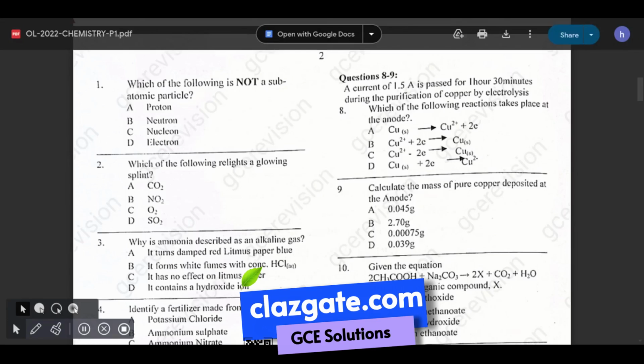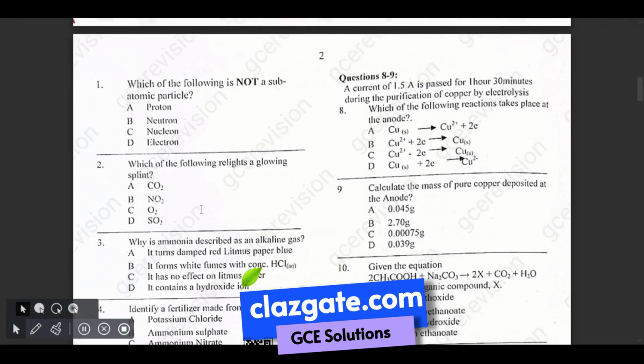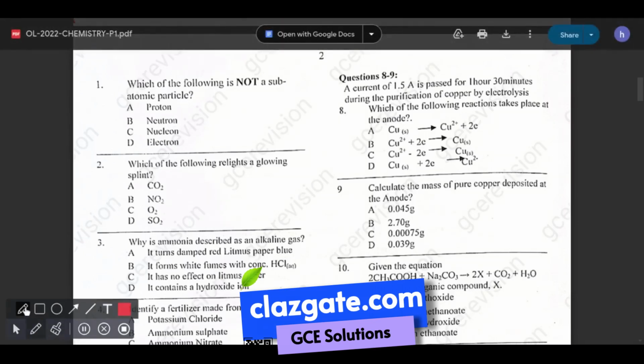In electrolysis, the anode is a positively charged electrode. During electrolysis, oxidation occurs at the anode, meaning electrons are released from the anode. And if electrons are released from the anode, then where electrons are released, we have copper. We have copper, the equation A. Copper metal loses 2 electrons at the anode. So these electrons are released only in this equation. So the correct answer to question number 8 is A, because electrons are released at the anode.